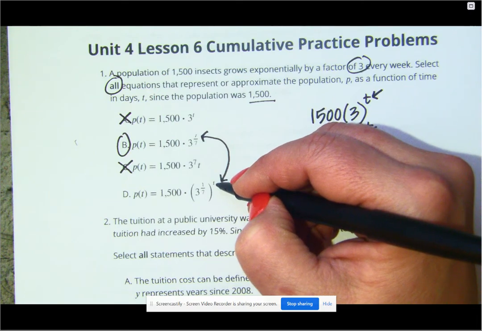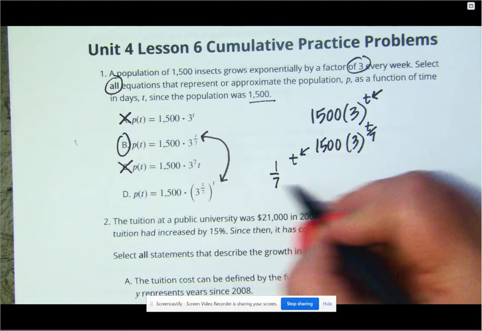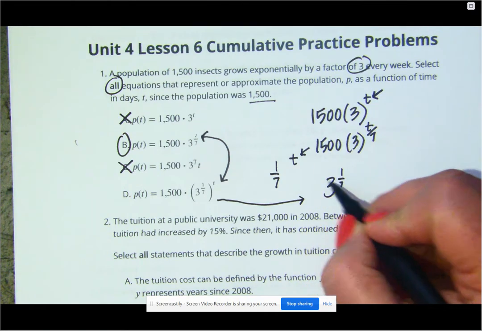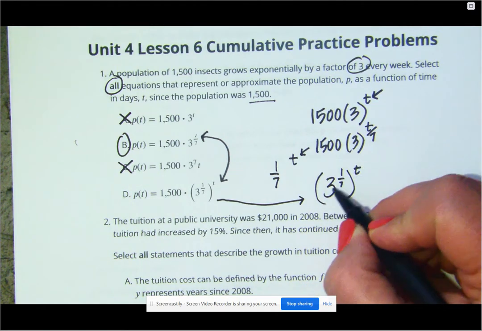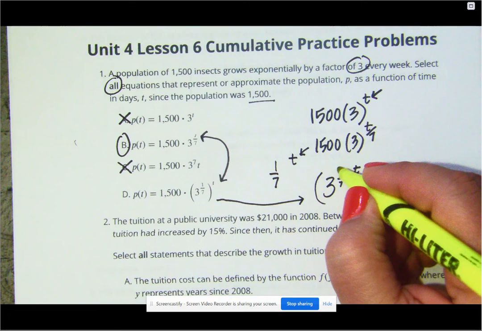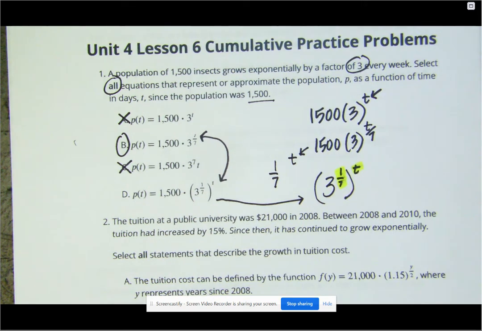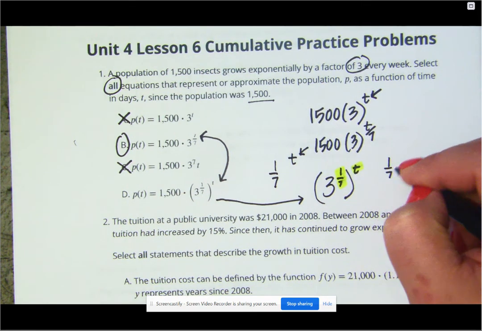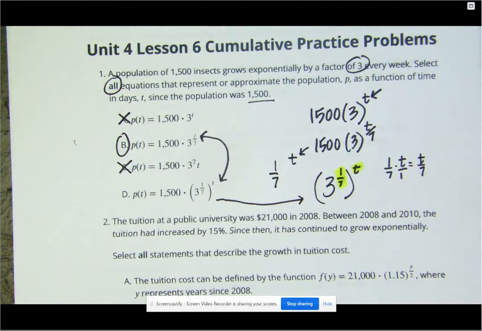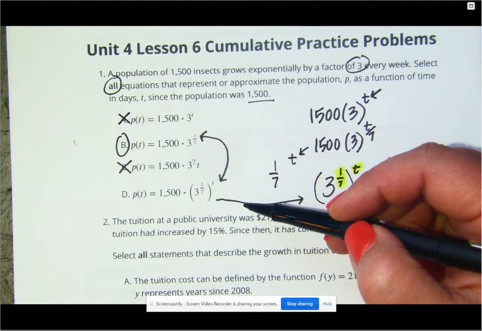You can remember your exponent rules. I just want to show you that real quick so you can understand why. When you have a power being raised to another power, the rule is, you can multiply these two together. So that's 1/7 times T. There's a 1 under that if that helps. So this is actually T over 7. So you can see that those are actually the same thing.